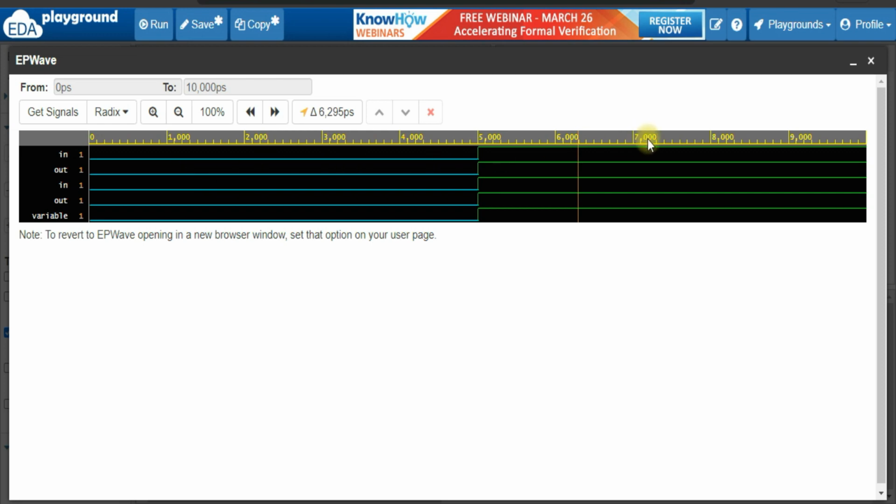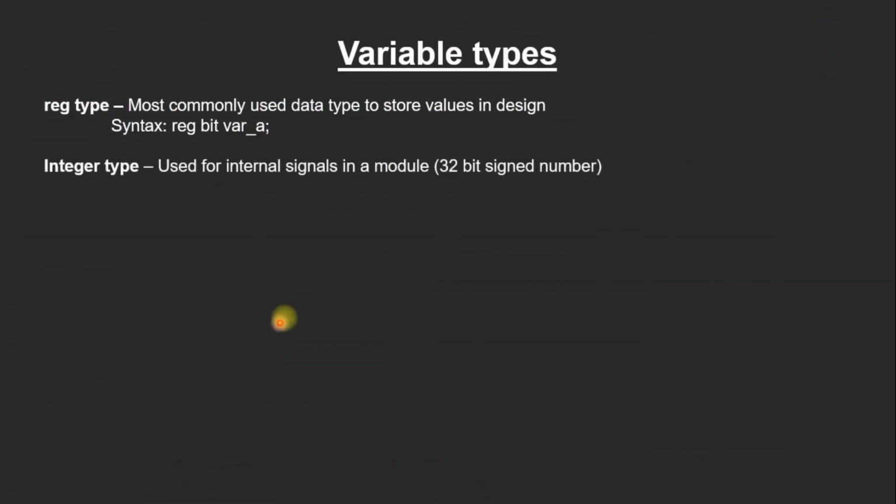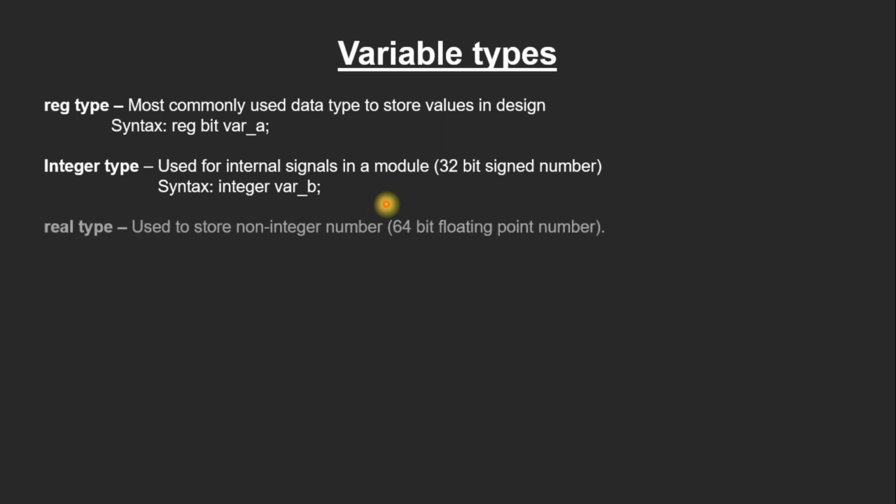Now let's see some of the numeric type variables. Firstly, we have the integer type variable. This is mostly used for internal signals of our design rather than ports. By default, an integer variable is a 32-bit signed number, and we also have the real data type, which is used to store non-integer numbers.